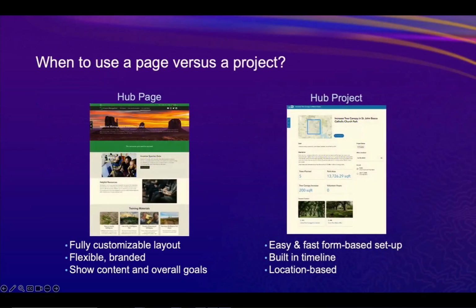And the last concept I wanted to share was feedback on when to use a page versus a project. So we just released an amazing new feature in Hub called projects, which you can see on the right-hand side here. Projects are a new way to showcase specific, time-bound, goal-oriented, team-oriented activities. Unlike pages, which have a fully flexible and customizable layout that you create with that layout editor, this new item called projects, they're form-based and they're templated. So they're fast to create, they are location-based, and they have additional features like a built-in timeline.